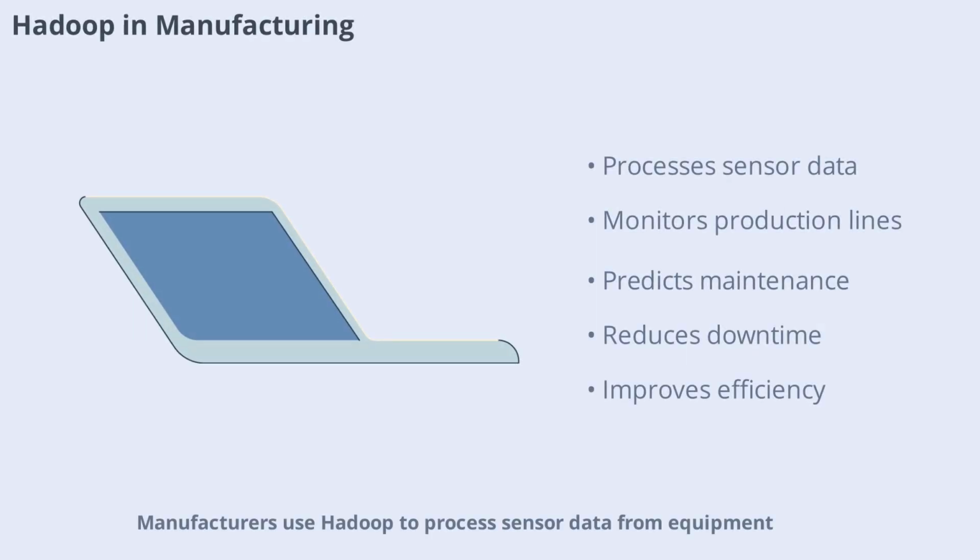Manufacturers use Hadoop to process sensor data from equipment, monitor production lines, and predict maintenance needs. This helps reduce downtime, improve efficiency, and lower costs. Hadoop's scalability makes it possible to analyze data from thousands of sensors in real time.